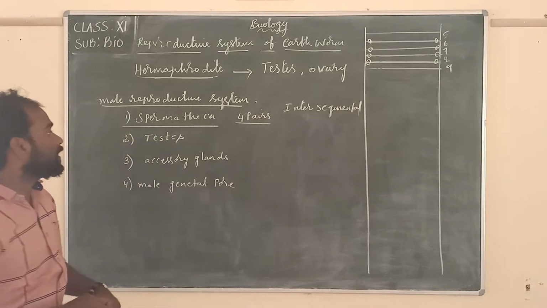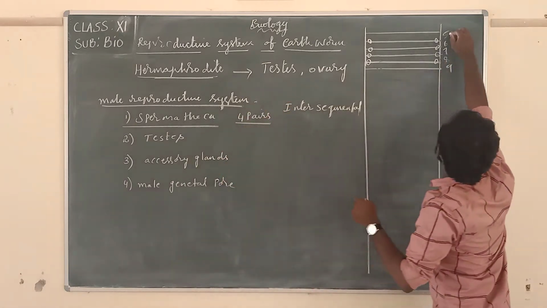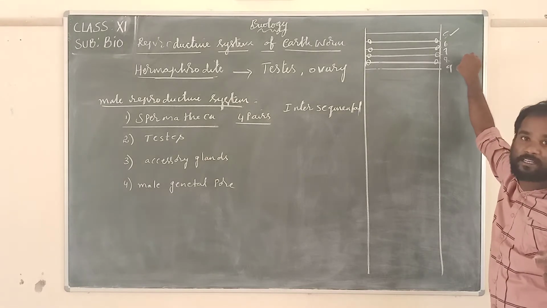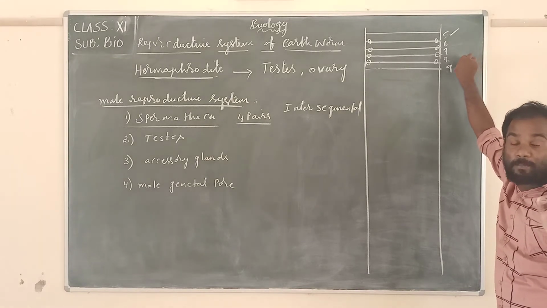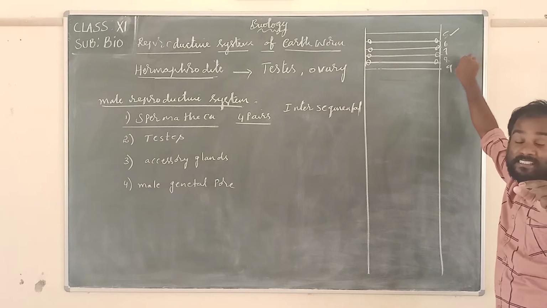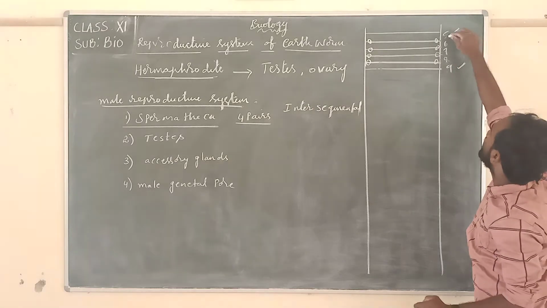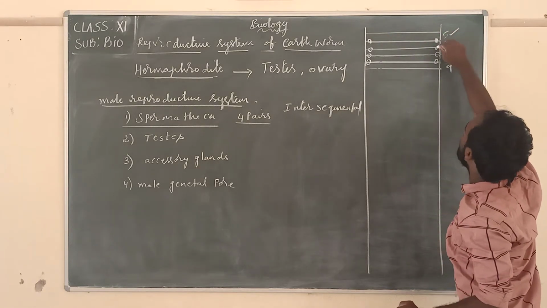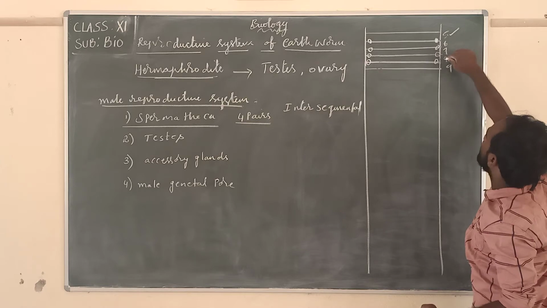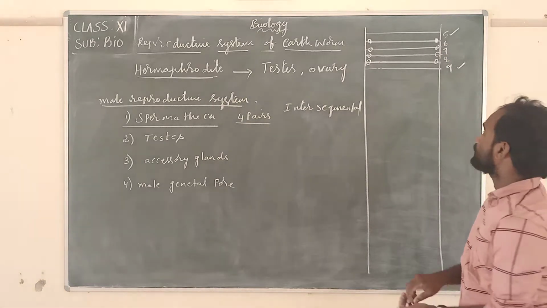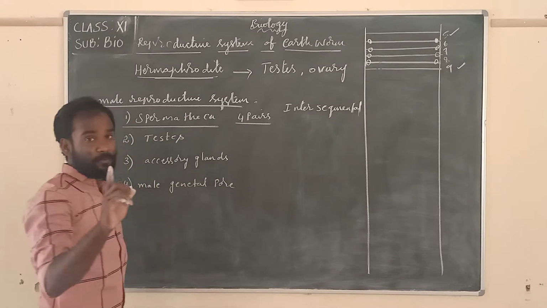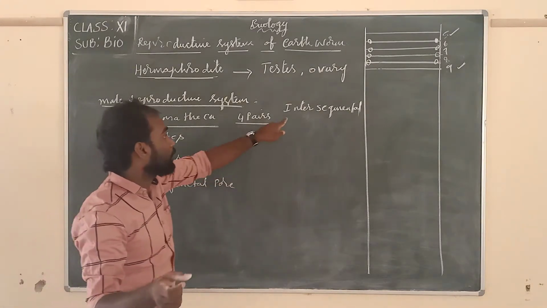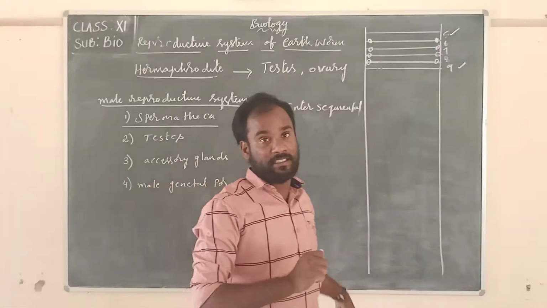And where are they present? They are present between 5th to 9th segment. And how are they present? They are present in the intersegmental region, that is at the junction of two segments. You see, this is fifth, this is sixth. This is the junction. Here one pair. Sixth, seventh, one junction. Seventh, eighth junction. Eighth, ninth junction. So there are 4 pairs of spermatheca present between 5th to 9th segment. Understood? And they are present in the intersegmental regions.